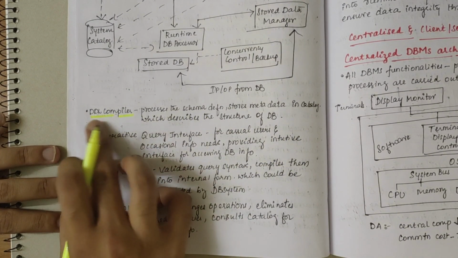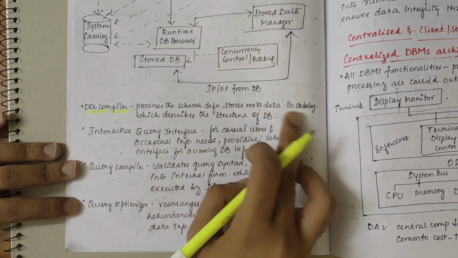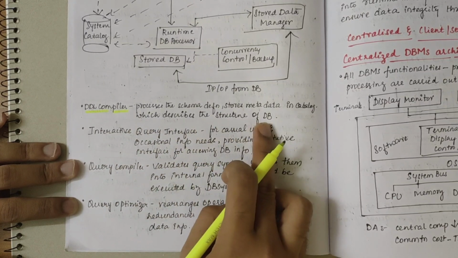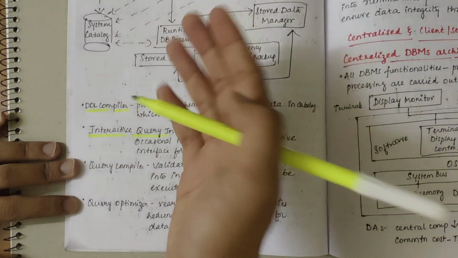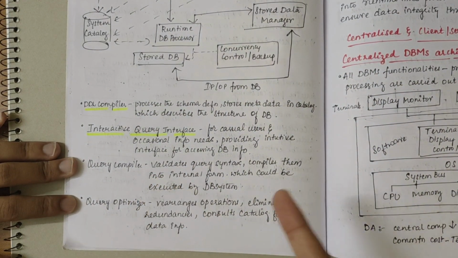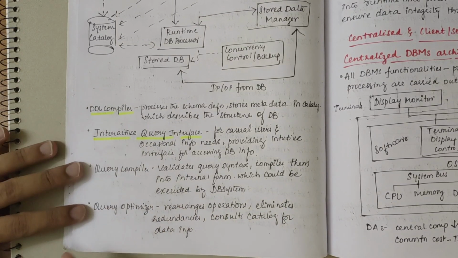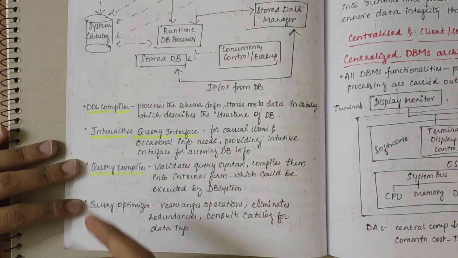components. So first we have the DDL compiler. It processes the schema definition and stores metadata in the catalog, which describes the structure of the database. Coming to interactive query language, as the casual user gives the input, the queries need to be compiled, right? Compiled and optimized and then sent to the processor. Coming to the query compiler, it compiles.